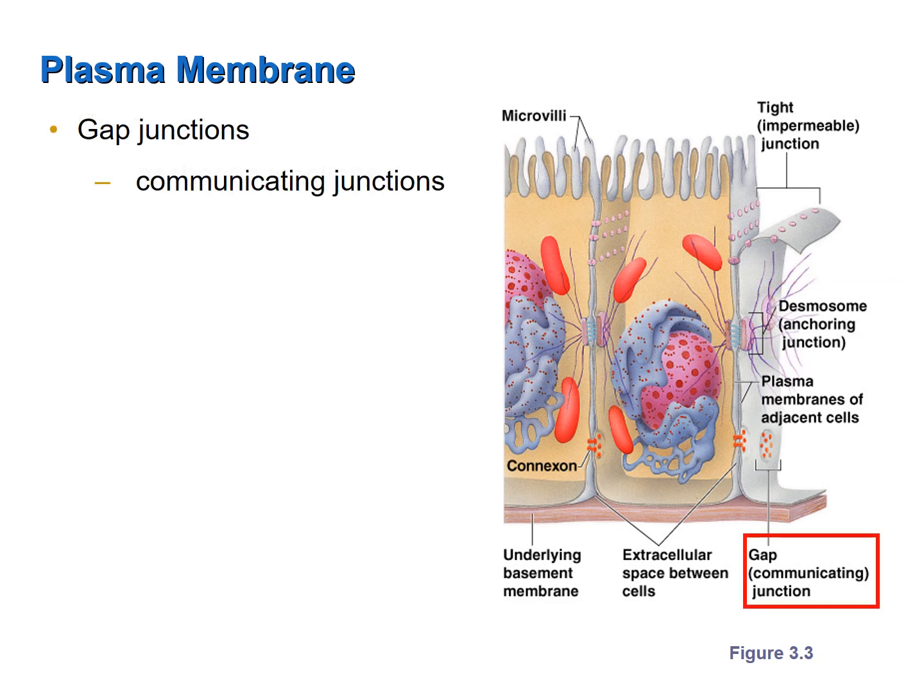Gap junctions are communicating junctions. They contain little pores called connexons, which allow small molecules and ions to move from one cell to the adjacent cell. This functions to allow communication from one cell to the adjacent cell.